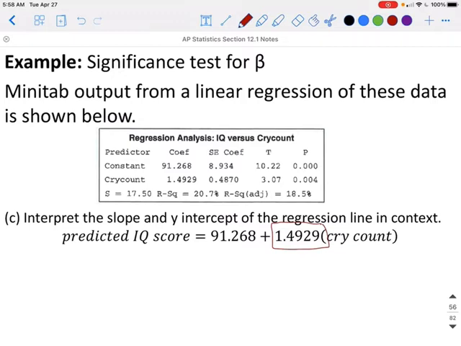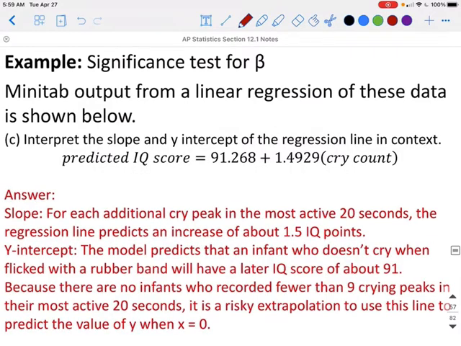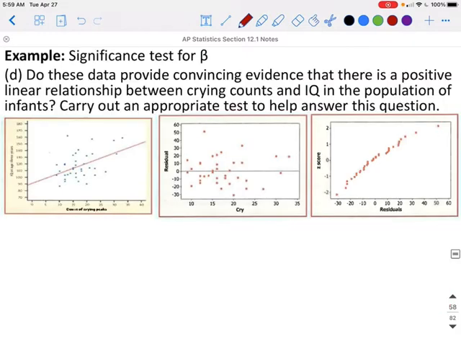The y-intercept: the model predicts that an infant who doesn't cry when flicked with a rubber band will later have an IQ of about 91. Because there were no infants who recorded fewer than 9 cry peaks in their most active 20 seconds, it is a risky extrapolation to use this line to predict the value of y when x is equal to 0. We have no other data points that are close to it, so it's probably not going to be statistically significant in this case.